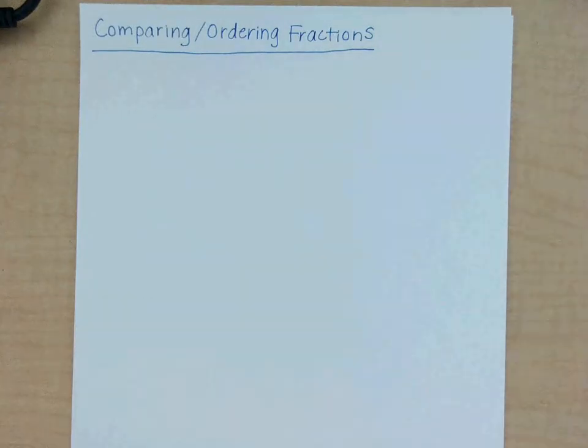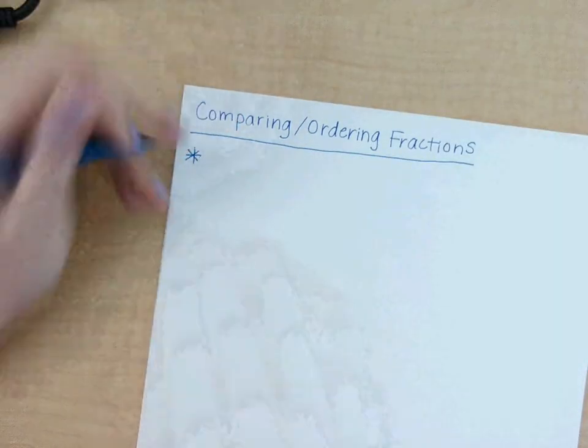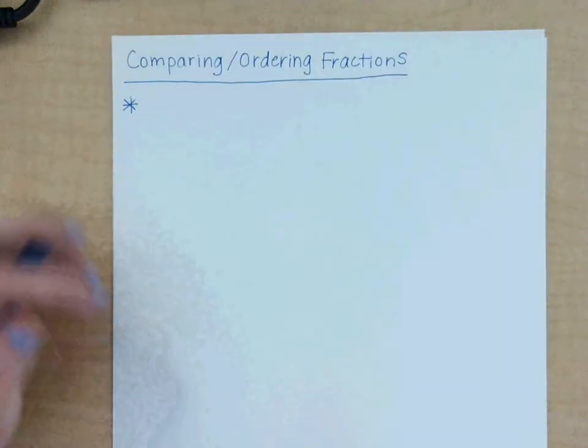We're going to be looking at comparing and ordering fractions. So we've compared and ordered decimals before, so we're going to do the same thing with fractions. With each of these little segments, we're going to have some reminders that we need to keep in our minds. First of all, we're going to start by comparing fractions.